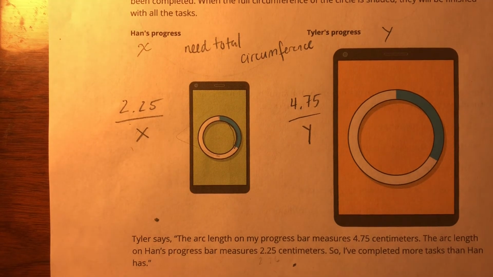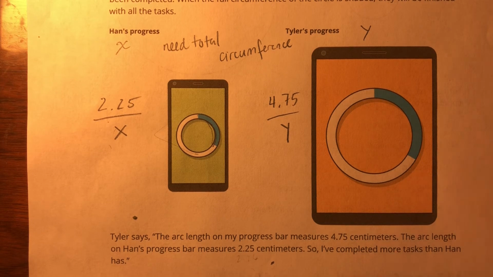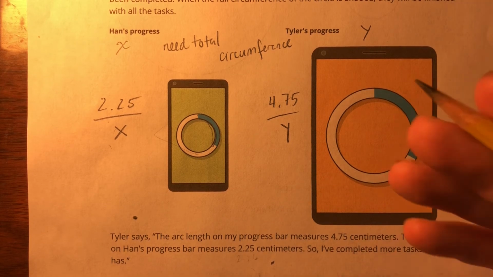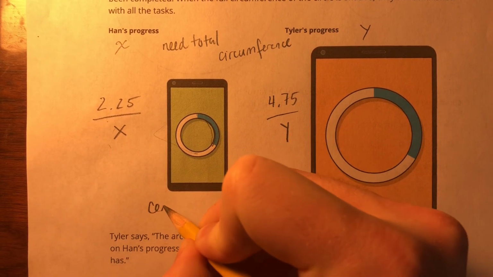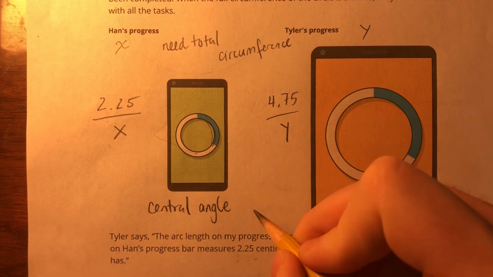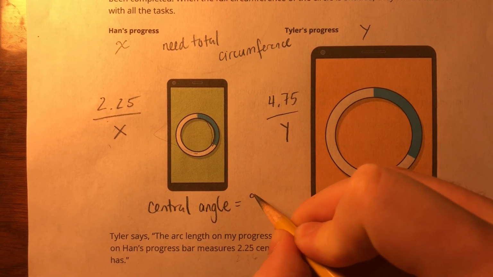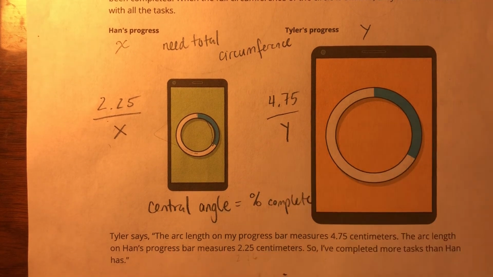So degree measure is an exact correlation to how much has been completed, right? 360 degrees would mean the entire task has been completed. 90 degrees would mean a quarter, 180 would be half. So if I know my central angle here, it's exactly equivalent to percentage complete. So if I knew that, that would really help me right off the bat.